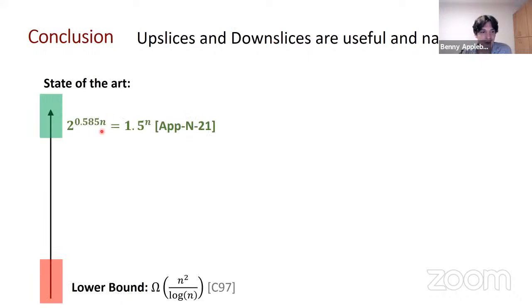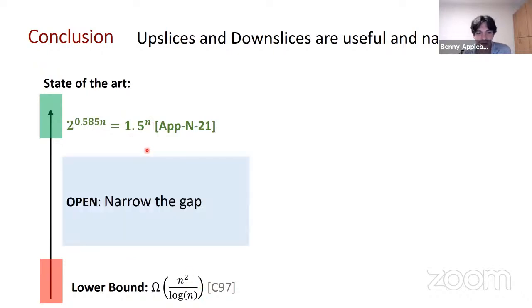So to conclude, we look at up slices and down slices. This seems to be a useful and very natural family of access structures that deserve further study. This is the new state of the art, 1.5 to the n versus quadratic, still a huge gap, and the obvious open problem is to try and narrow this gap.